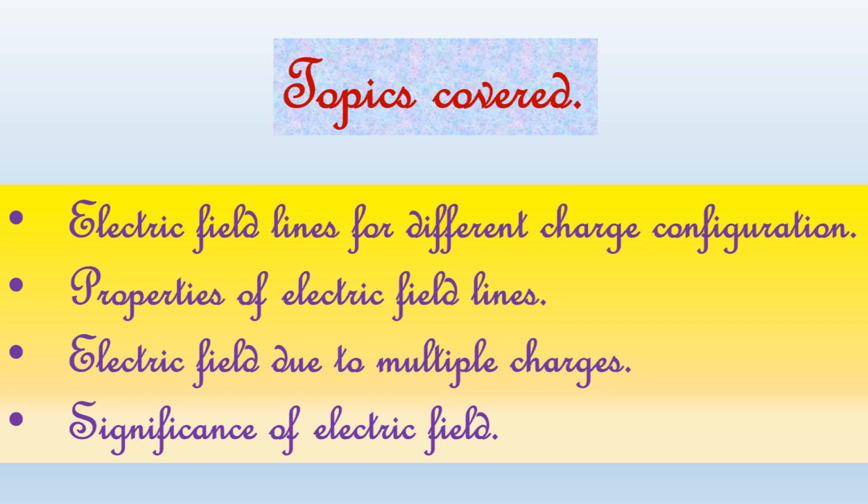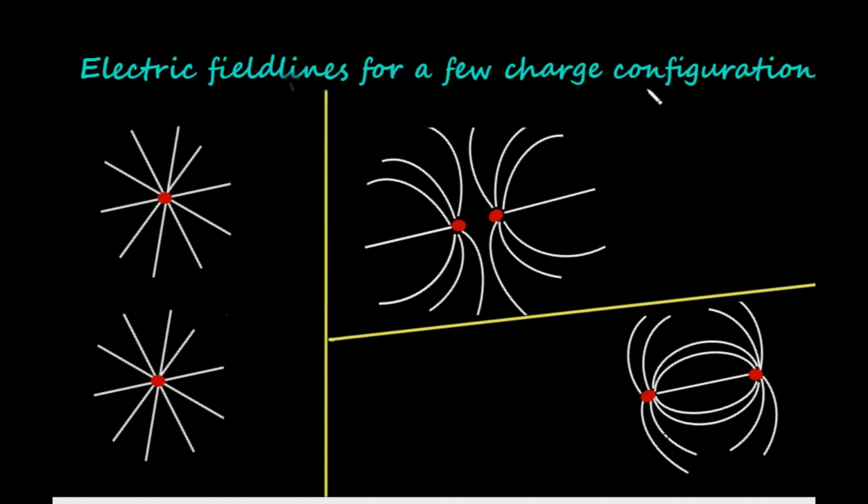Now we will see electric field lines for a few charge configurations, that is, charges placed in different methods. I have provided here 4 pictures. Let us consider the first one as a positive charge. Single isolated positive charge. The field direction is outward. For an isolated single negative charge, the direction of the field is inward.